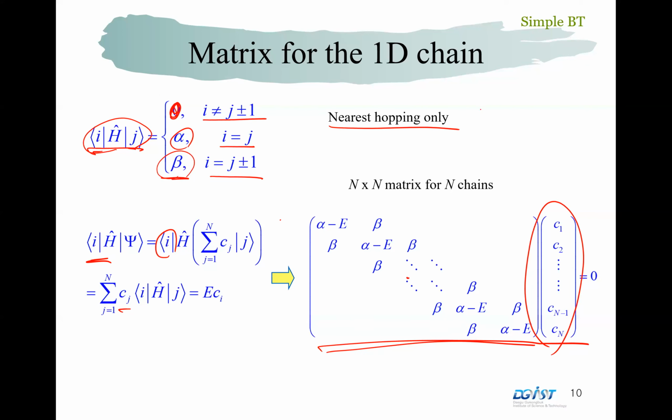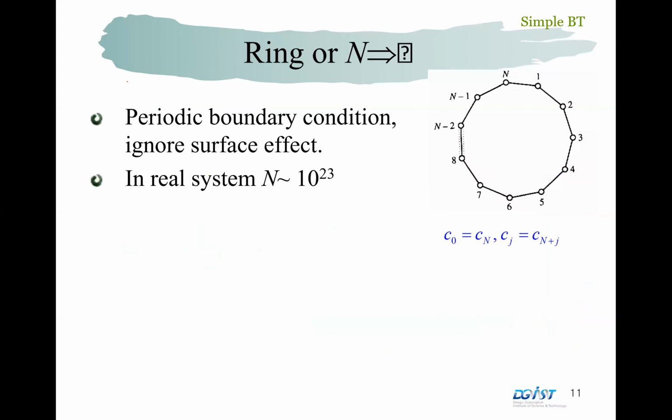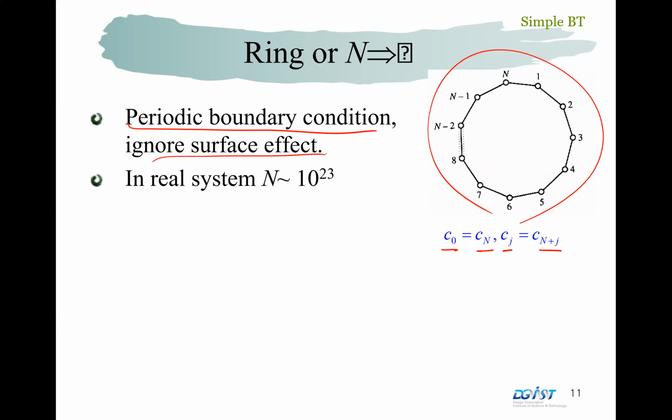So now we are talking about the one-dimensional chain here. And how about the end atoms here and these guys? The easiest way is making a link to connect this one to this one. So let's make this kind of link. So C0 must be the same as Cn, and Cj must be the same as C(n+j), which means the periodic boundary condition. So it is necessary to ignore the surface effect. But in real material, the number n is the Avogadro number, right? It's really, really huge. So in that case, the end point effect is not important. So the easiest way is to use such a periodic boundary condition instead of the infinite one.